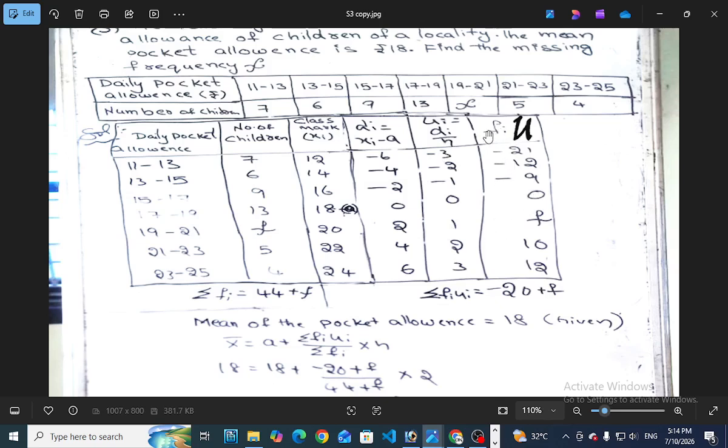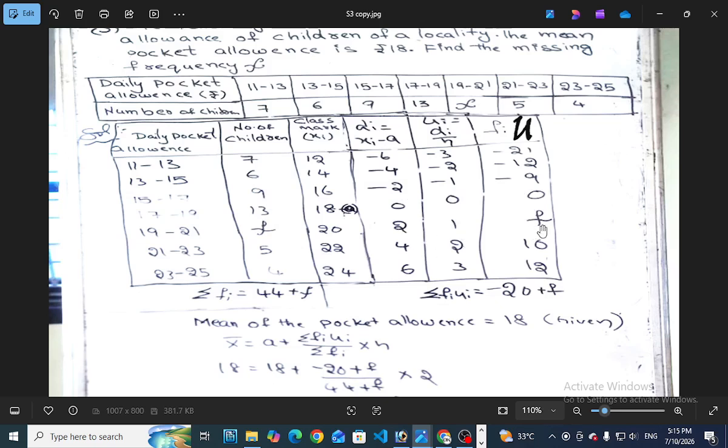In the solution, we need the Fi and Ui values. That is why we are finding them by multiplying the Fi and Ui values. The Fi value is 7, Ui value is minus 3. 7 into minus 3 is equal to minus 21. Then the next one, 6 into minus 2 is equal to minus 12. 9 into minus 1 is equal to minus 9. 13 into 0 is equal to 0.